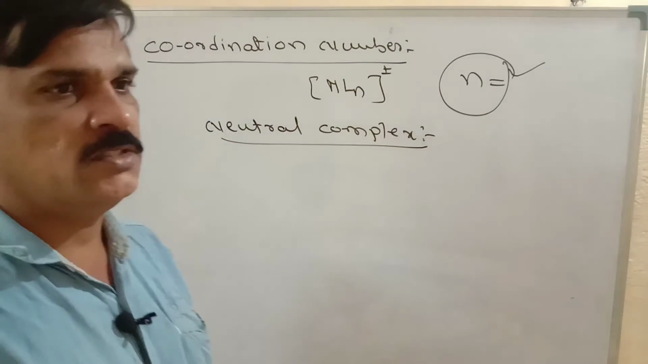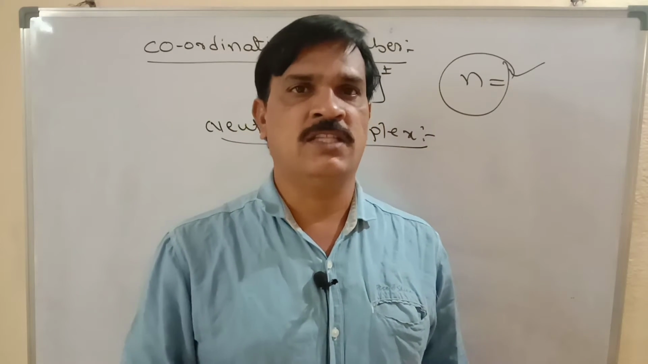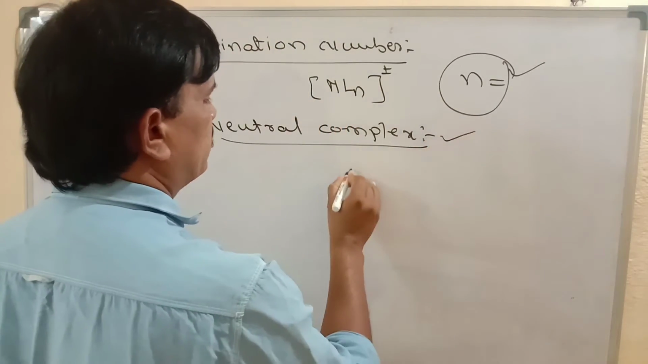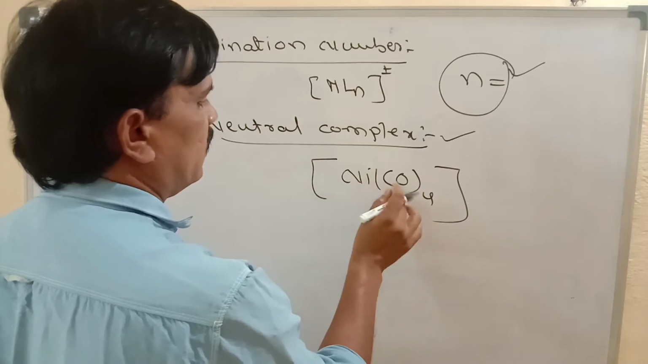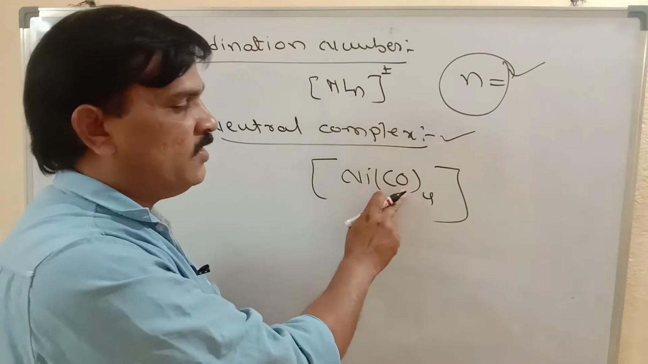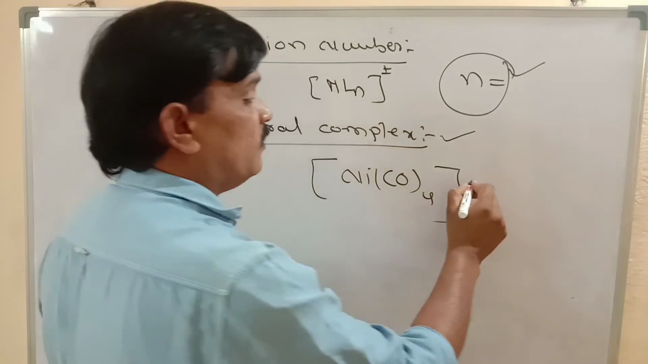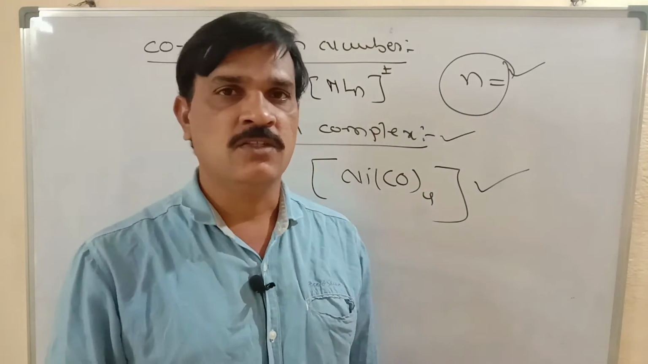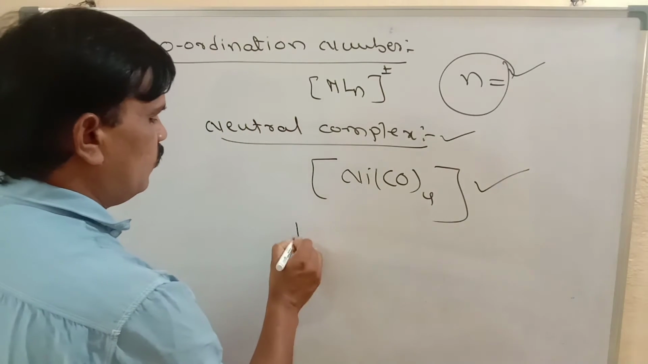Those complex compounds in which the central metal atom acquires zero charge, with no positive charge and no negative charge, are known as neutral complex compounds. Nickel tetracarbonyl is a neutral complex compound. Here CO is a neutral monodentate ligand. The charge is zero, and the oxidation state of nickel is also zero. Neither positive nor negative, so it is a neutral complex compound.